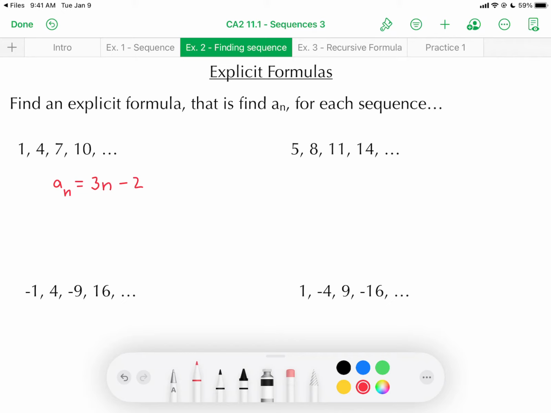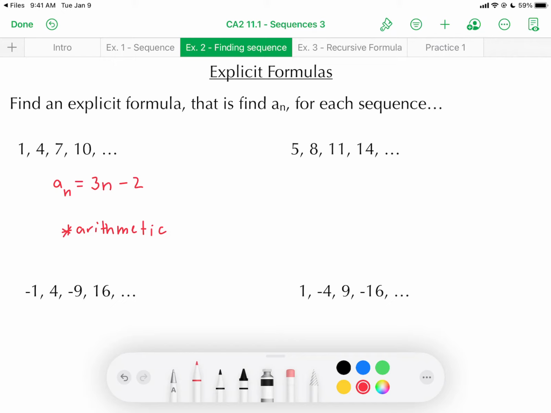This is an example of an arithmetic sequence. Okay? Arithmetic. And we're going to look at these in a lot more detail later, but just for now, know an arithmetic sequence is when you're continually adding the same number repeatedly.